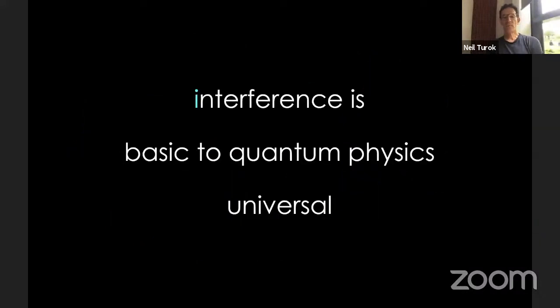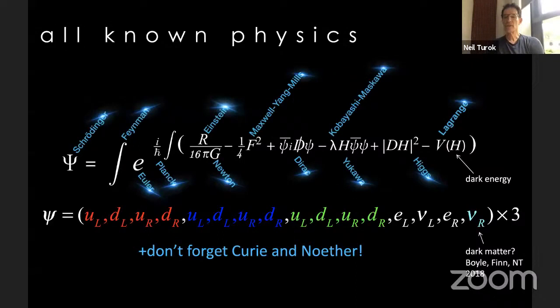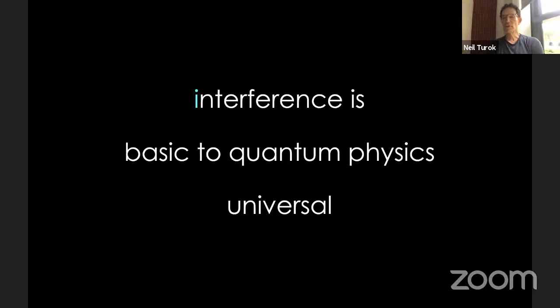So I'm going to talk about interference. What this formula tells you is that the laws governing everything in the universe are those of interference. You add up phases. That's the entirety of it. Every physical process is described by just some addition of phase factors, e to the i times an angle, and you add them up, and that gives you the amplitudes. Interference is basic to quantum physics. It's absolutely universal. And I'm going to end the talk by showing you some examples of interference on a cosmic scale, which may be observable in the not too far future.